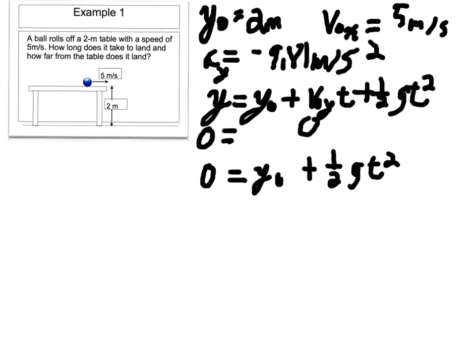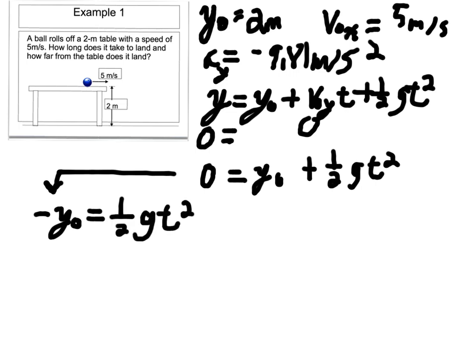And I'm solving for time, so let's bring this over here. Negative y naught, just moving the y naught to the other side, equals 1/2 g t squared. And then I can say negative y naught... Let's multiply by 2 to get rid of the 1/2, and divide by g. Notice I'm doing 2 steps at the same time, so this becomes negative 2y naught over g equals t squared.